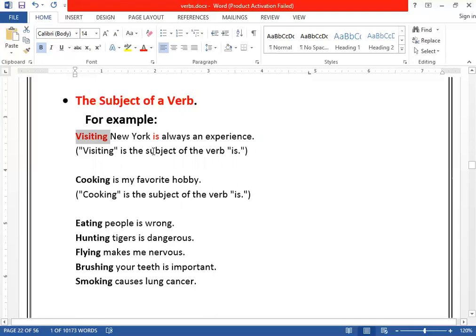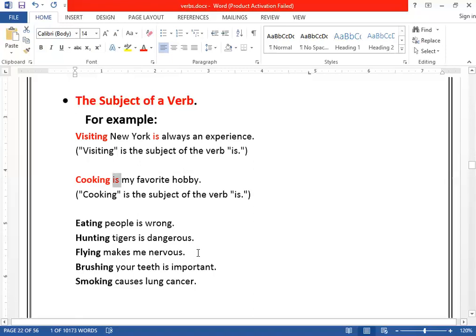Visiting is the subject of the verb is. I think it's the subject. We're talking about visiting. It's very easy. Clear? Cooking is my favorite hobby. What is my favorite hobby? Cooking. What is the sentence about? It's about cooking.